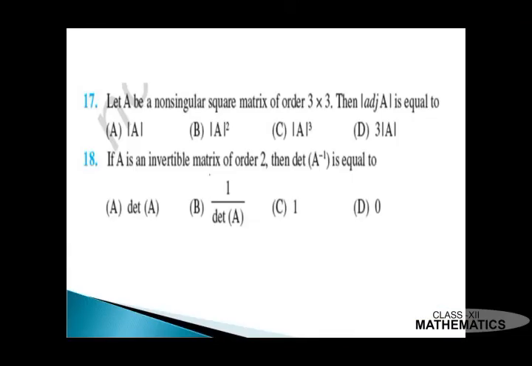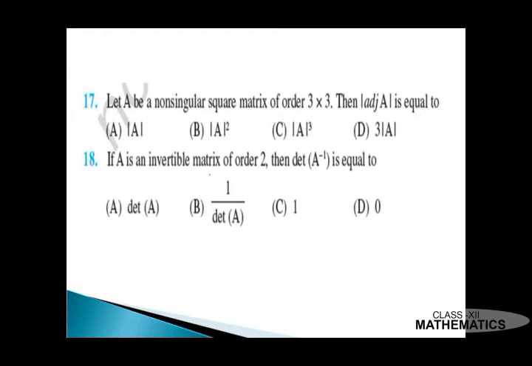Now the next set of questions is your multiple choice questions. Okay, let's see the 17th question. Let A be a non-singular square matrix of order 3 by 3. Then determinant of adjoint of A is equal to, 4 options are given to you. In the previous class, I discussed an important result. What is that? Determinant of adjoint of A is determinant of A, the whole raised to n minus 1.